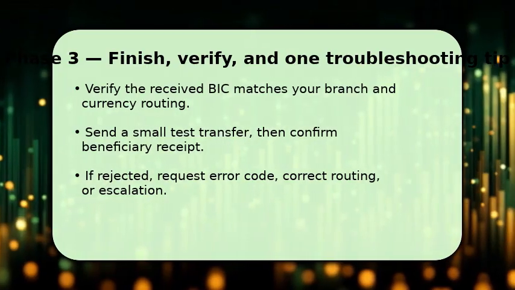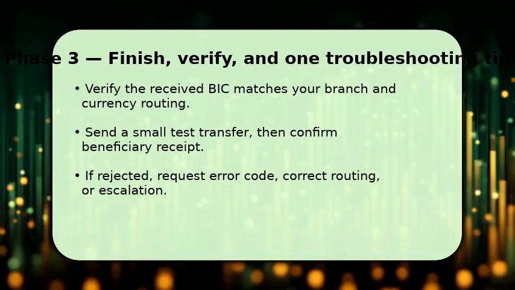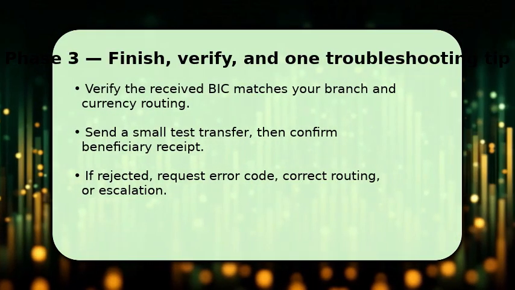If the payment is delayed or rejected, obtain the rejection code and ask Neo to confirm the correct correspondent bank details. Escalate to a manager if needed.